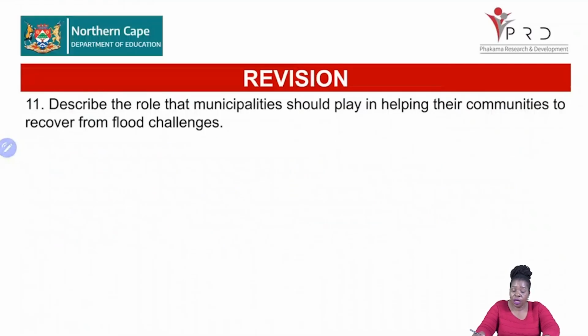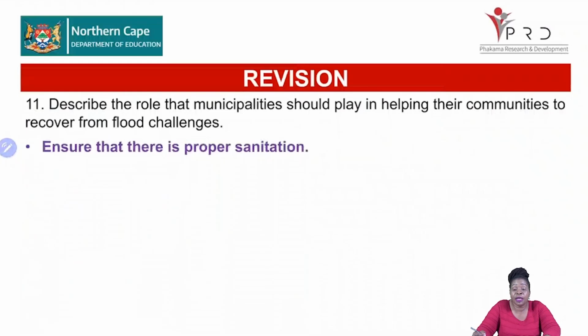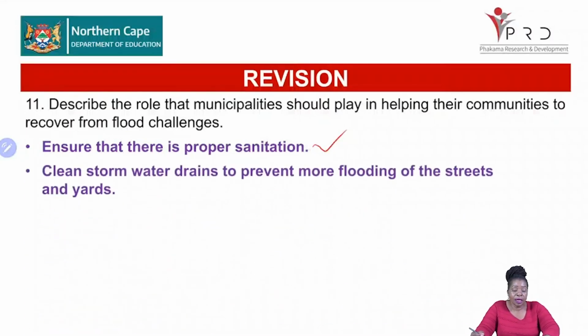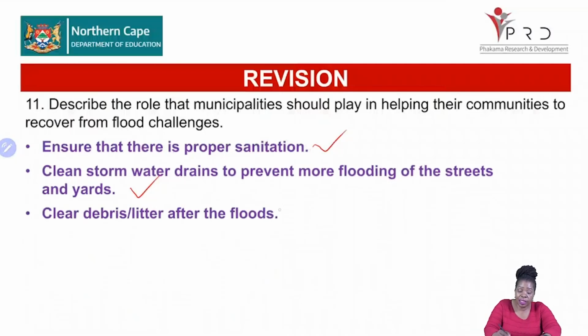Right? More points on question 11, which was to describe the role that municipalities should play in helping their communities to recover from flood challenges. So they should also ensure that there is proper sanitation and clean stormwater drains to prevent more flooding to the streets and the yards. Right? They should also clear debris or litter after the flood.